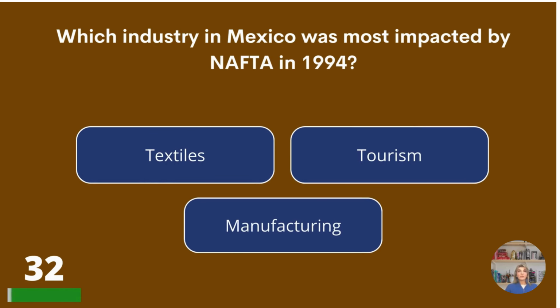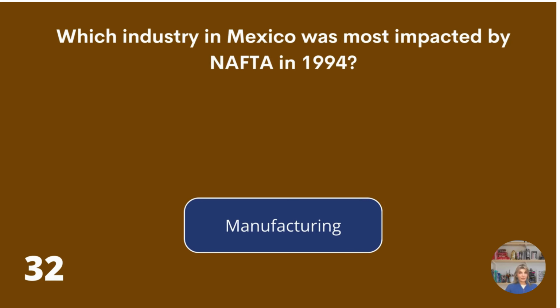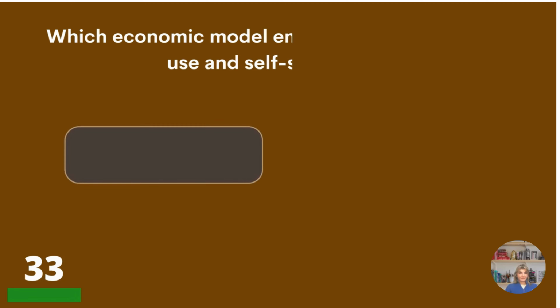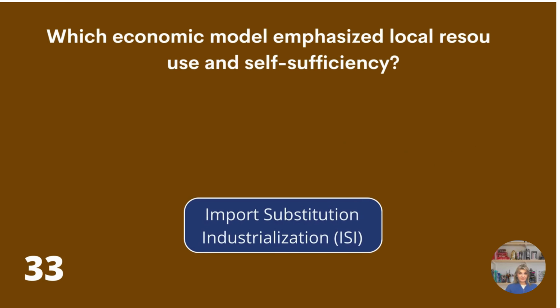Which industry in Mexico was most impacted by NAFTA in 1994? Textiles, tourism, or manufacturing? Manufacturing. Which economic model emphasized local resource use and self-sufficiency? Export-led growth, Rostow's stages of growth, or import substitution industrialization? Import substitution industrialization.